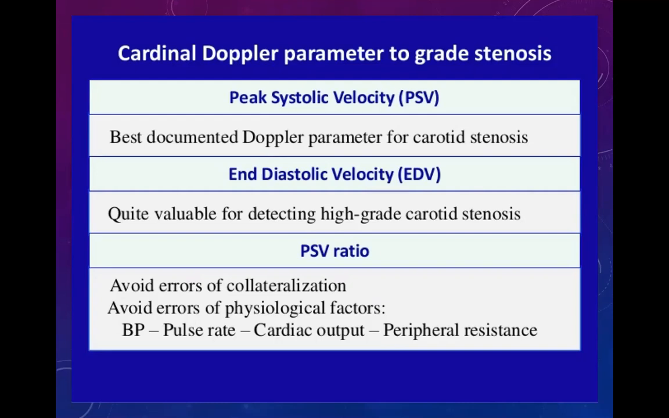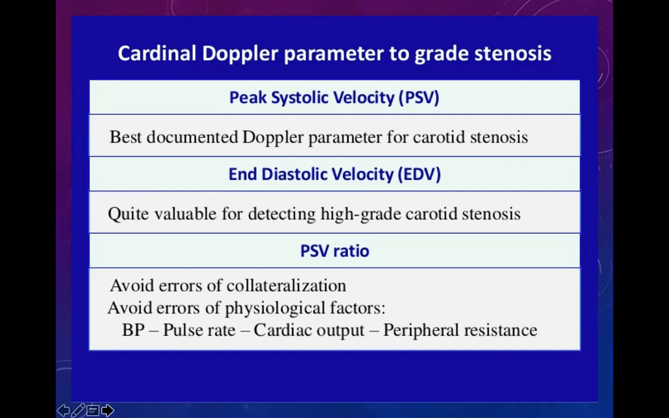The ratios that we see are used because, as somebody asked last time, there are many factors in the body because of which the values can be a little erroneous. So the PSV ratio will be from the baseline or normal area to the stenosed area. So you will not have those errors of collateralization or physiological factors. As somebody rightly pointed out, if the cardiac output of that patient is low, or the pulse rate is high, or the BP is different, the ratio will not change. The velocities may change, but the ratios will be constant between the normal and the abnormal segment.